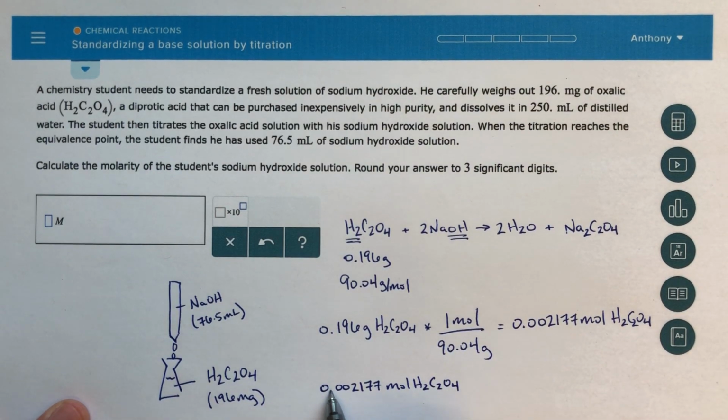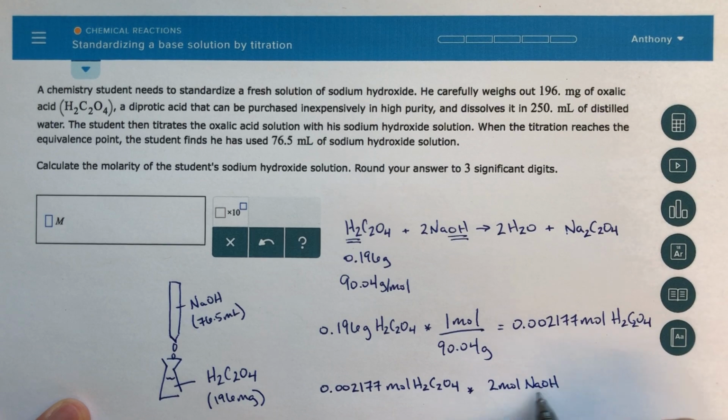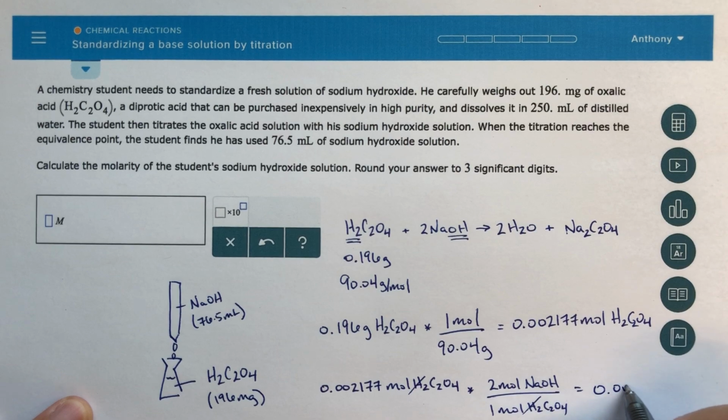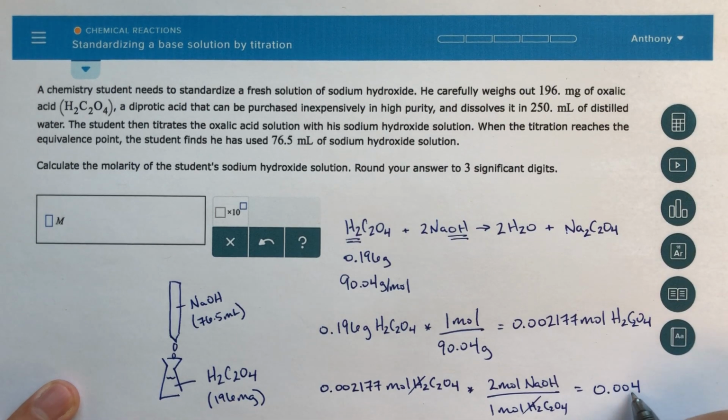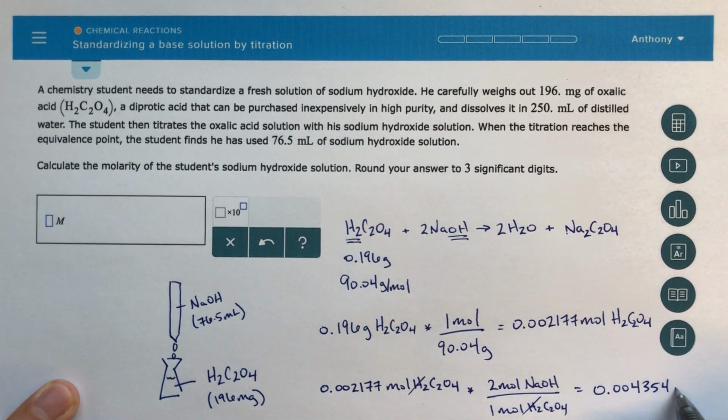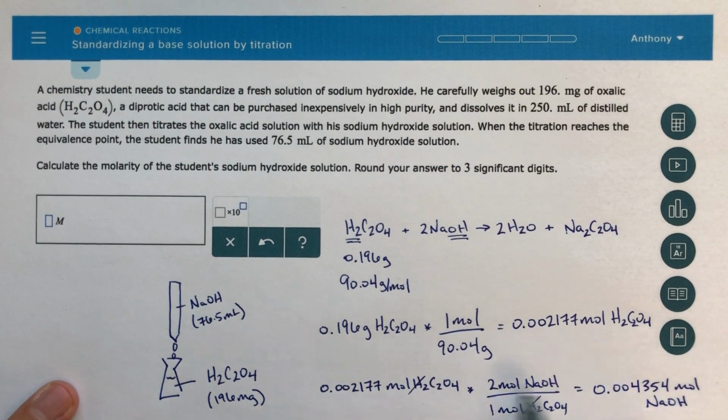So if I have 0.002177 moles of my diprotic acid, I'm going to do a mole-to-mole conversion. For every 2 moles of sodium hydroxide, we use up 1 mole of our acid. I can see my unit conversions here. My moles of acid will cancel out. And that tells me at the equivalence point, I will have dispensed 0.004354 moles of NaOH. So that tells me how many moles of sodium hydroxide I put into my reaction to make this reaction go to the equivalence point, to complete the reaction.